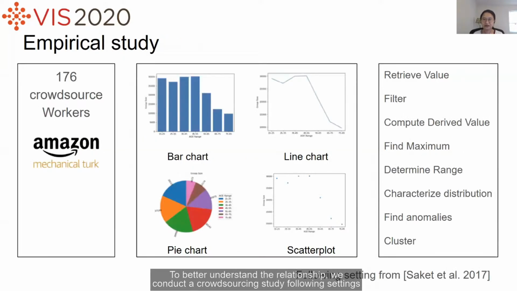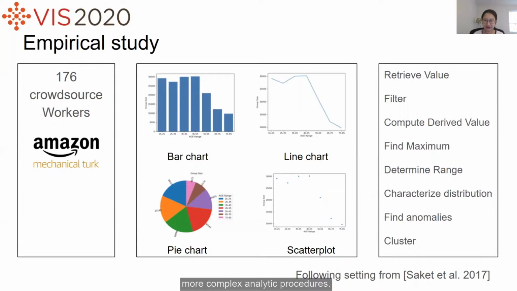To better understand this relationship, we conduct a crowdsourcing study following settings of prior work on the effectiveness of non-private visualizations. We recruited 176 participants on Amazon Mechanical Turk and showed them the plots in 4 different visualization types. Users are asked to perform 8 basic visualization tasks that are common building blocks for more complex analytic procedures. For example, retrieve value or find maximum extremes and anomalies.